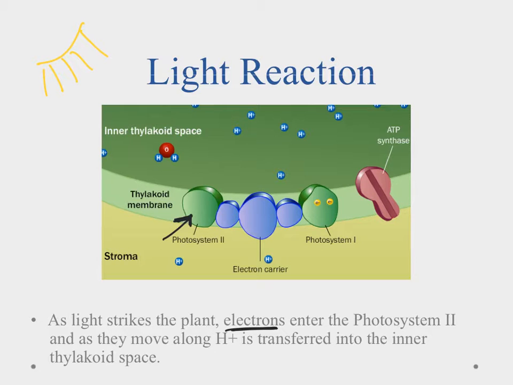So now, once again, as these electrons are here and they're going to move along this process to photosystem 1, we'll see that hydrogen is going to be transferred into it. So these hydrogens are going to be transferred in, just like they were during the electron transport chain. Okay, so we're seeing the energy from the sun causes these electrons to migrate to photosystem 2, and they're going to migrate along here to photosystem 1, and as they do so, we're going to pump hydrogens inside.